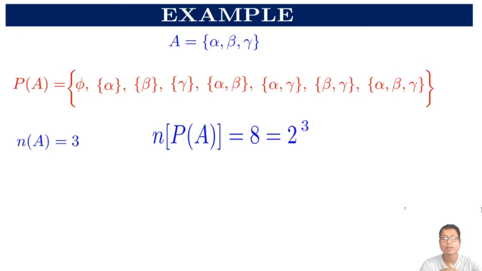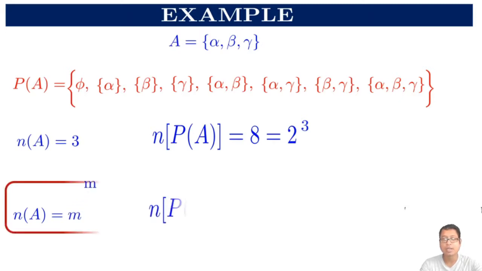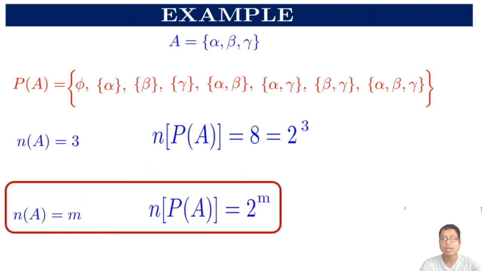From here we can give a very interesting relation between the number of elements present in a set and the number of elements present in a power set. If A consists of m elements, then the power set will consist of 2 to the power m elements. This is one of the very important results that you have to keep in your mind. That's why I am putting this inside the box.